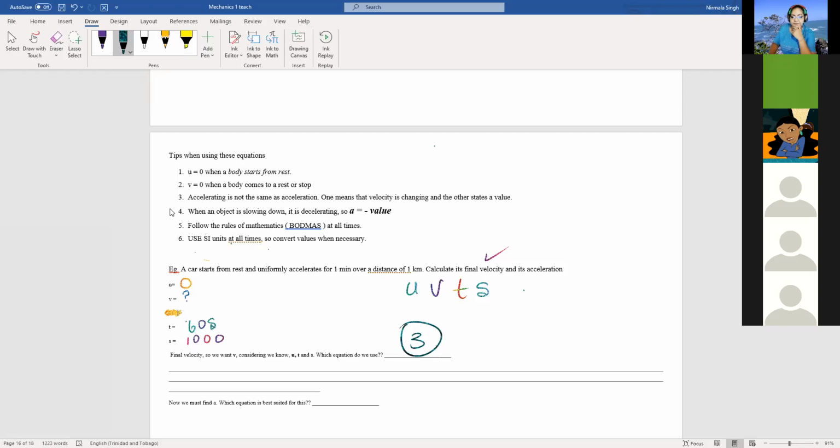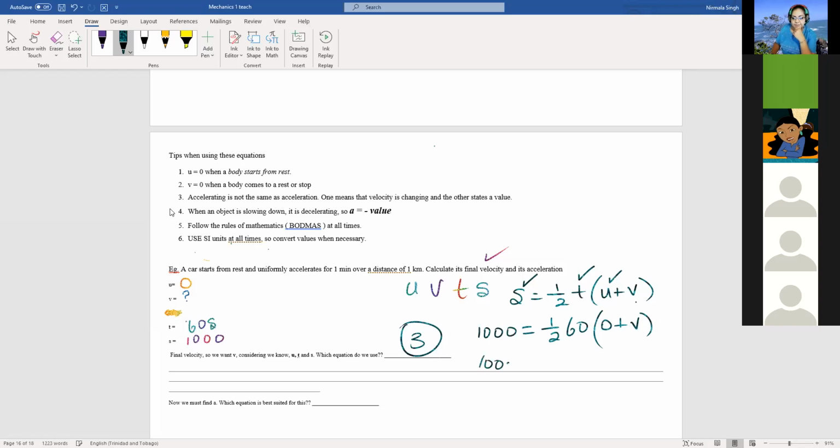So we're going to have S is equal to half by T by U plus V. I know what S is, I know what T is, I know what U is, and I could just find V. So it's going to be simple algebra. Let's plug in our values. S is 1,000, equal to half by 60 multiplied by 0 because your initial velocity is 0, plus V. And we know anything that adds to 0 is the same number. If I take $10 and I add $0, I still have $10. Okay? So let's just work out and simplify.